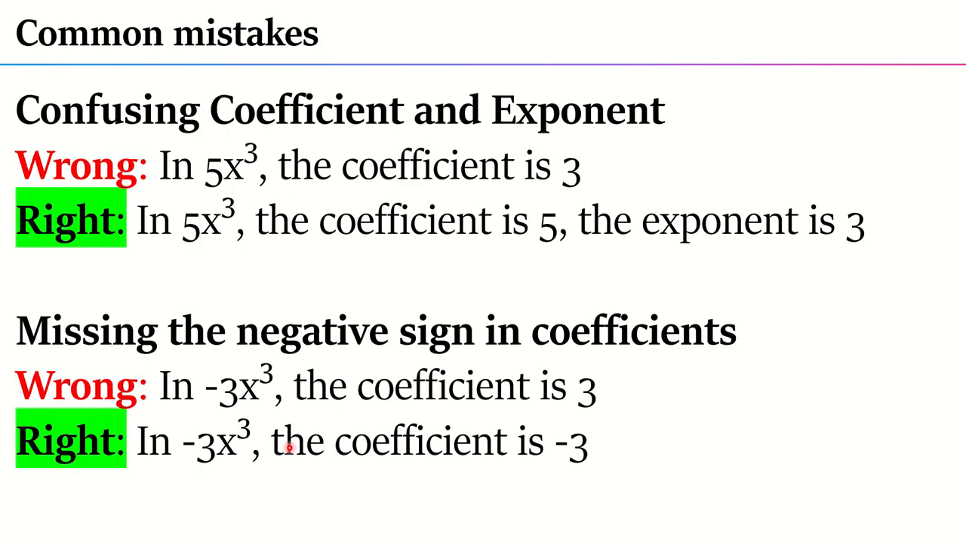So what are the common mistakes students make? These could be tips for your exam. Quite often people confuse coefficient and exponent. See, in this equation 5x cubed, the coefficient people mistake as 3, which is wrong. The coefficient is 5 and the exponent is 3. And another common mistake is, whenever there's a negative sign along with the coefficient, people tend to miss the negative sign. See, the coefficient people think is 3, whereas in minus 3x cubed, the coefficient is minus 3.